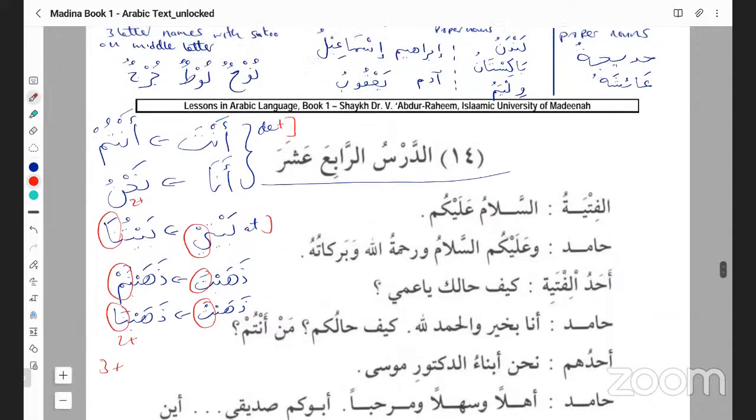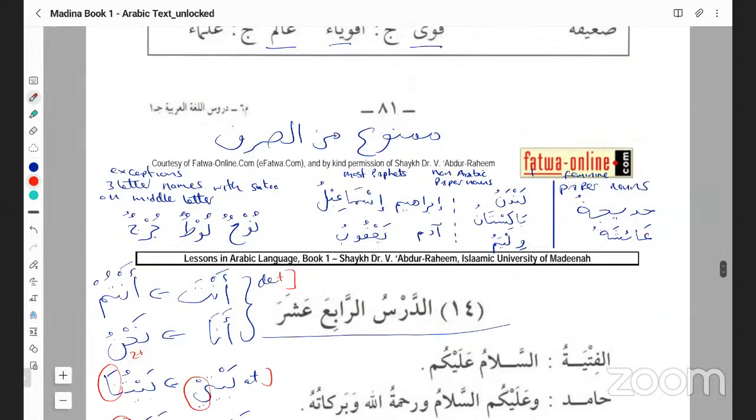Okay. Then we move on to mamnu'un min as-sarf. We've done this before. We said mamnu'un min as-sarf, they do not like tanween. So when you have mamnu' min as-sarf, they don't like tanween and they don't like kasra. If something's mamnu' min as-sarf, you will not have a tanween, and there will be no kasra.